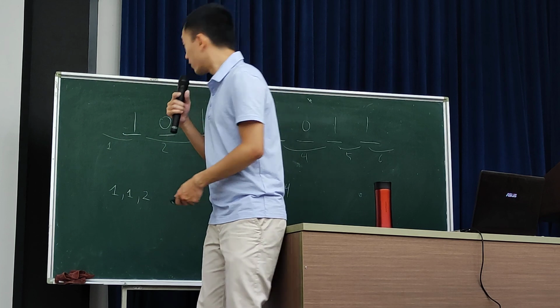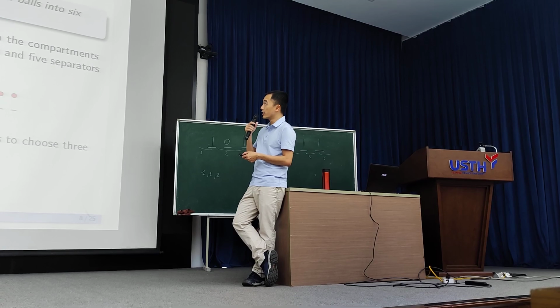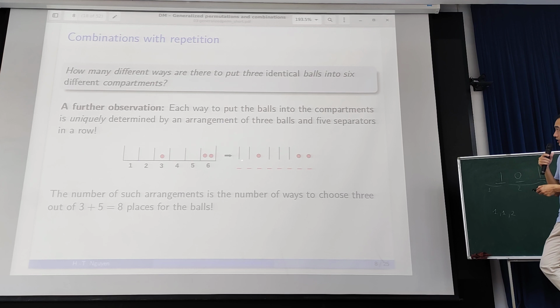Okay? So now, the key word here is unique. Unique means that for each arrangement of 5 separators and 3 balls in a row, you have one and only one outcome. Since there is a 1-to-1 correspondence, we conclude that the number of outcomes will be equal to the number of ways to arrange the 5 separators and the 3 balls in a row.